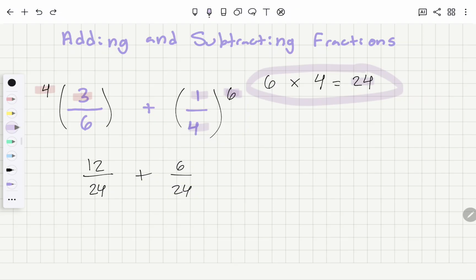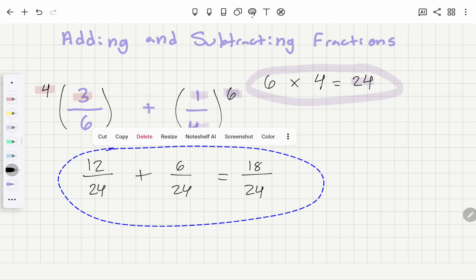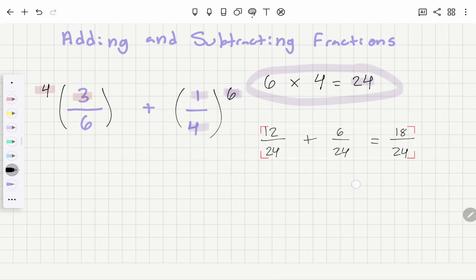So now we have common denominators. What we can do is add across while keeping the denominator. So our denominator is going to stay 24. So what is 12 plus 6? And that is 18. But we're not done there. Now what we have to do is simplify. I'm going to highlight this. Alright, so we have 18 over 24.